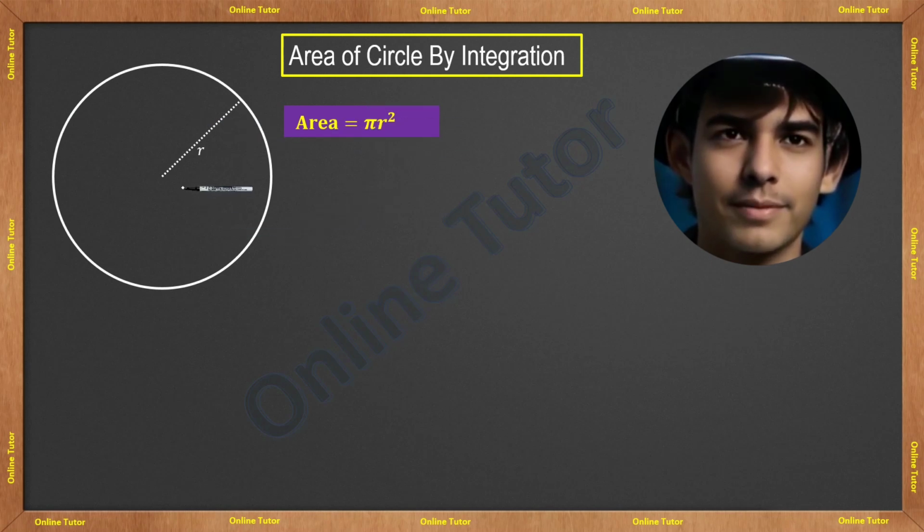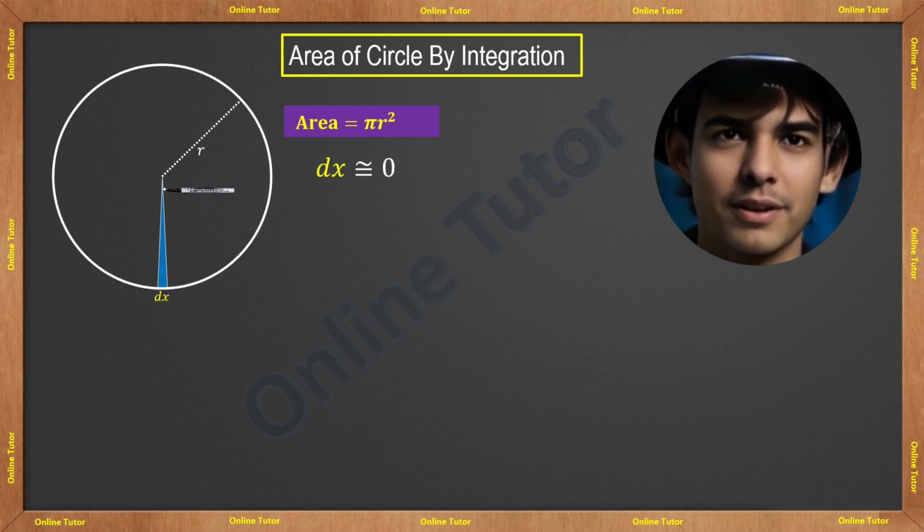So for that, what we will do is we will take a very small triangle on this circle. This triangle is so small, the length of this side is dx. This triangle is so small that this dx is almost equal to 0. That is why this is a triangle. This is a straight line because this is a very small line.